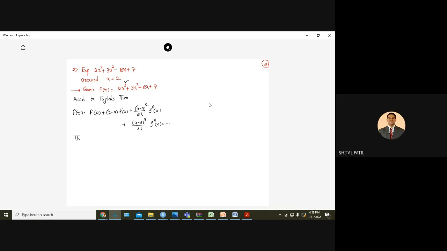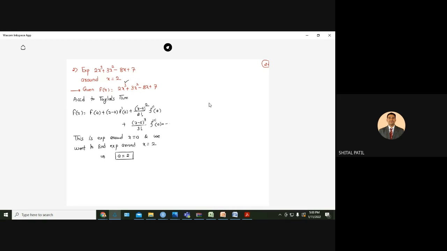Right. This is expansion around what? x equal to a, and we want to find expansion around x equal to 2. So what is the conclusion? The value of a is obtained now: a equal to 2. Right?